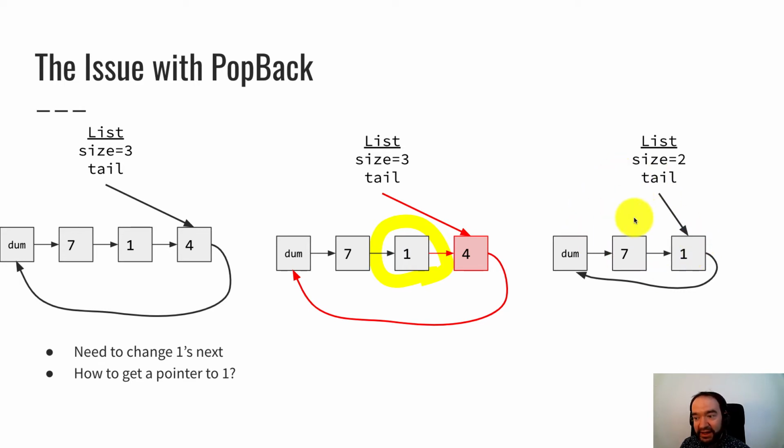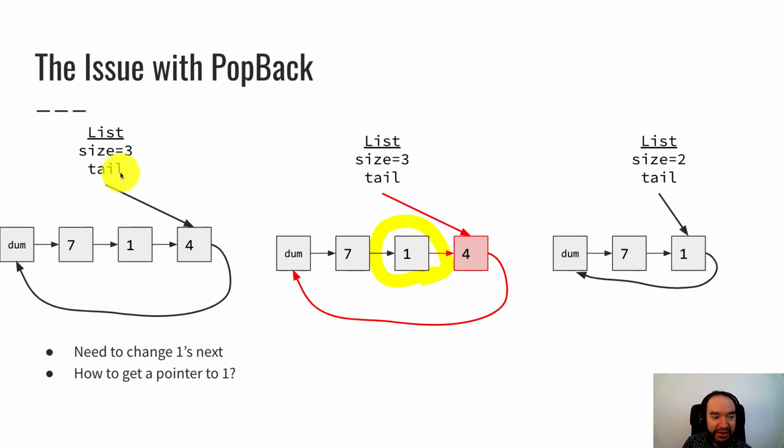So on the right here, I have a sketch of the 7, 1, 4 list after removing the last node. The 4 goes away and the 1 becomes the last node, so the 1's next needs to point at the dummy. So I need to get to this 1 node to change its next pointer. Also, 1 becomes the last node, so I need to change the tail pointer to point at node 1. So for 2 reasons, I need to get a pointer to node 1.